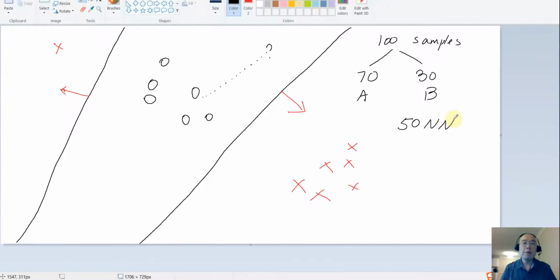Let me make it even harder. Instead of 70 and 30, now if we do 80 and 20, what is going to happen? Think about that.